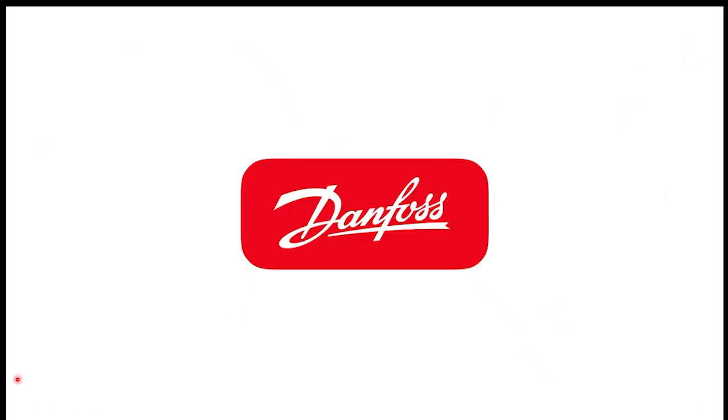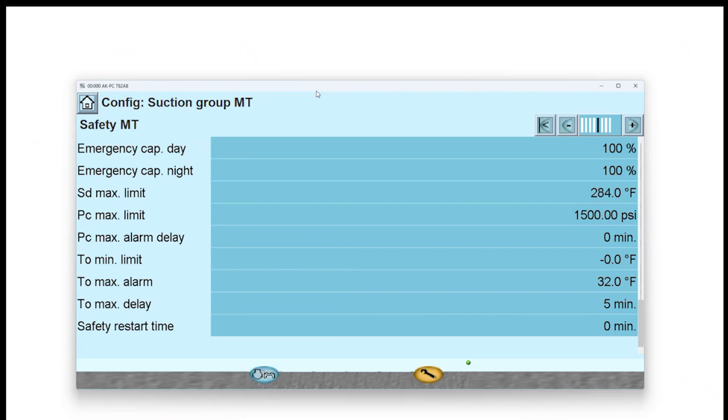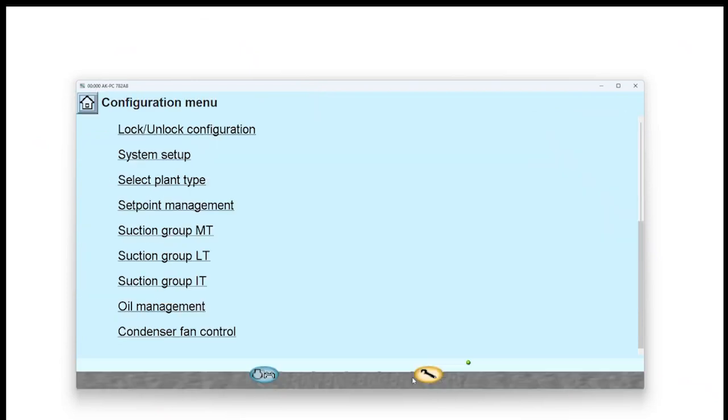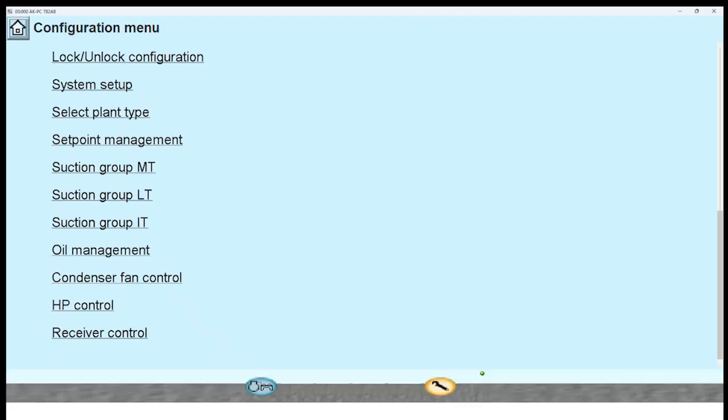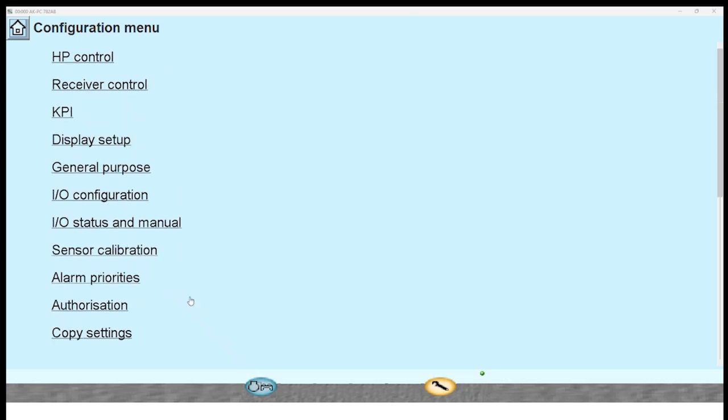Last few things that we want to touch on is with the transmission of the alarming. So two things. One on the pack controller side, if we go back into our pack controller configuration, towards the bottom of our configuration list here, there's a setting for alarm priorities.